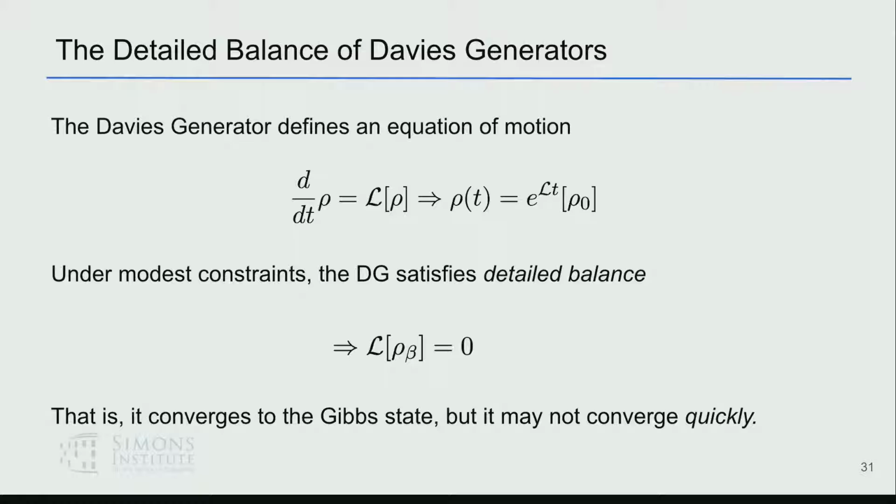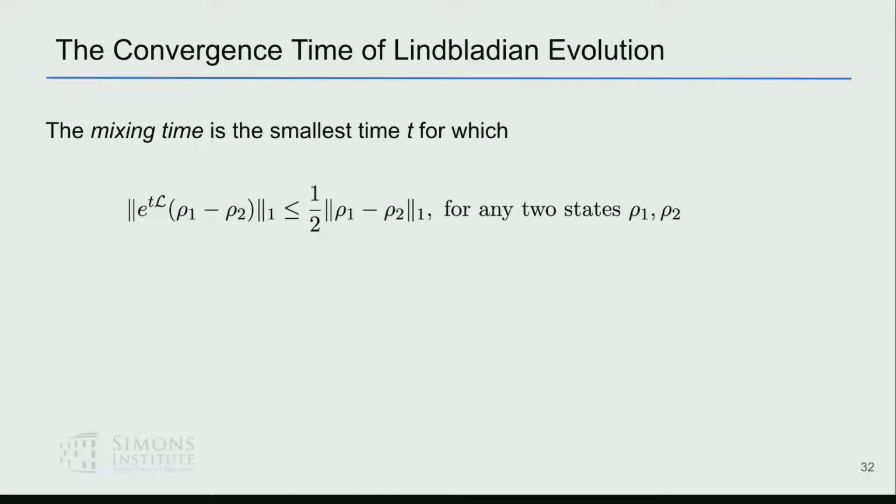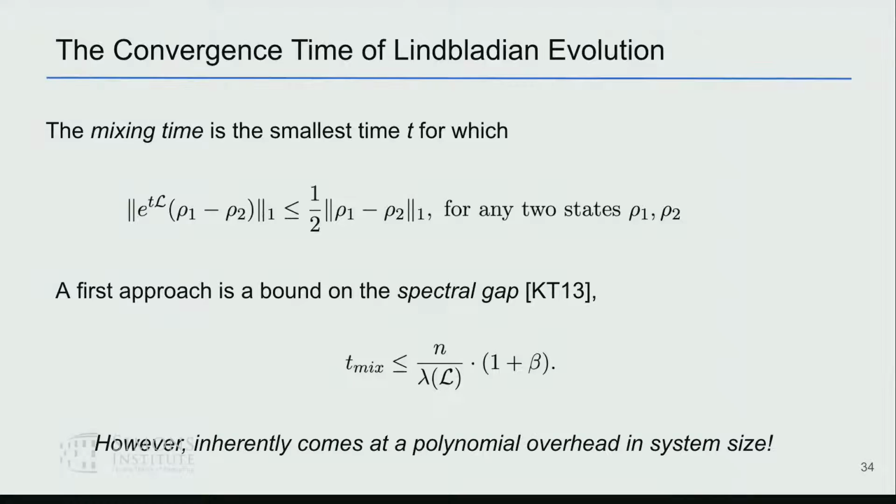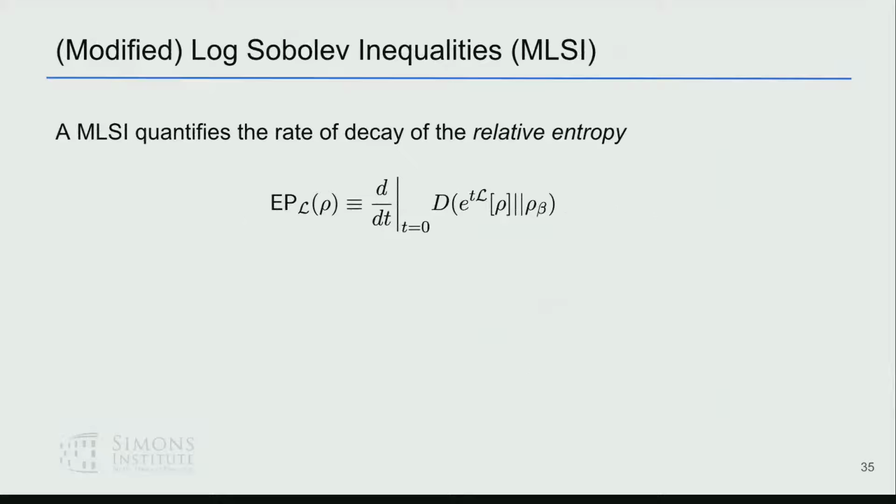To start to quantify the rate of convergence of this process, we need the concept of a mixing time, which is just the smallest time for which the distance between any two states halves. Now, there are two general purpose methods to bounding the mixing time of Lindbladian evolution. The first of which is a bound on its spectral gap, which results in this n over lambda, where lambda is the gap, dependence on the mixing time, or upper bound for the mixing time. However, what's slightly inconvenient is that this bound inherently comes at a polynomial overhead in n, the system size. A much more fine-grained analysis is known as a log Sobolev bound, or log Sobolev inequality.